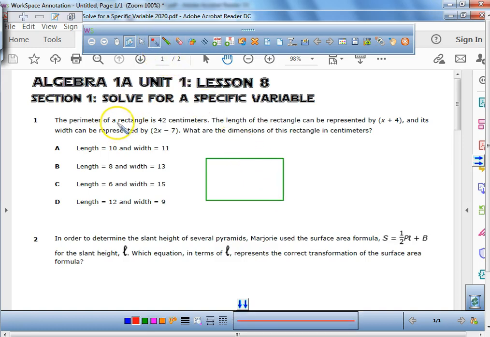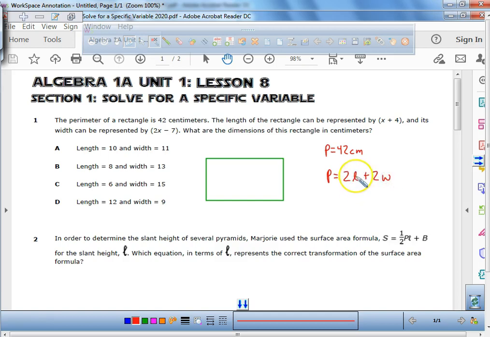Now it says the perimeter of the rectangle is 42 centimeters. Just remember, perimeter means the distance all the way around. Now perimeter, there is a formula. The perimeter is 2 times the length plus 2 times the width. These little L's are the length.